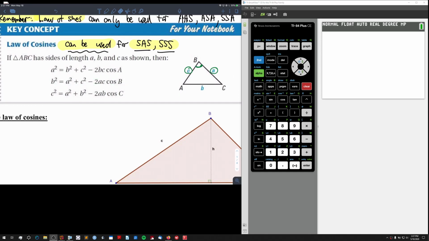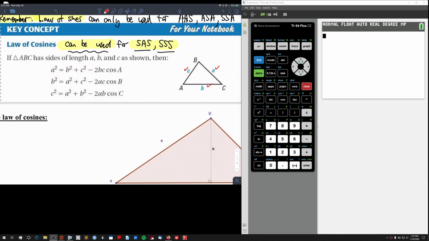Likewise, if I know all three sides, then this happens. So let me use a different color. If I know all three sides, let's say I know C, A, and B, what happens? Okay, if I know all three sides, I can basically decide which angle to find. Just pick a formula, and you can find any of the angles.